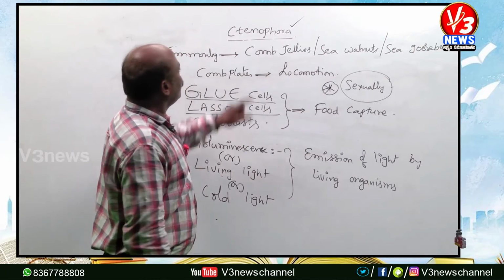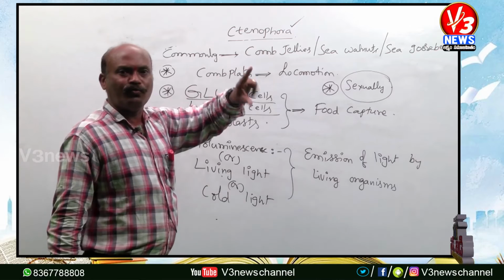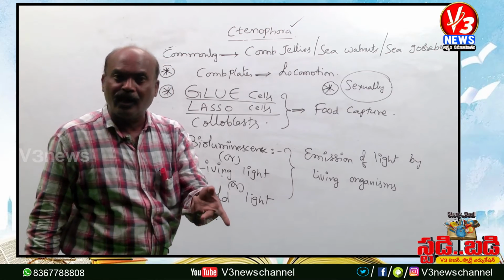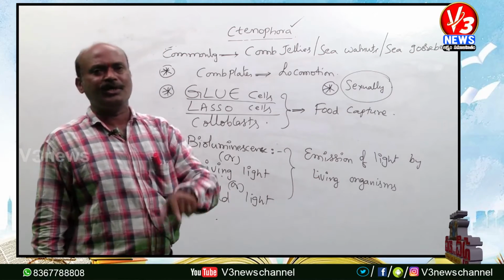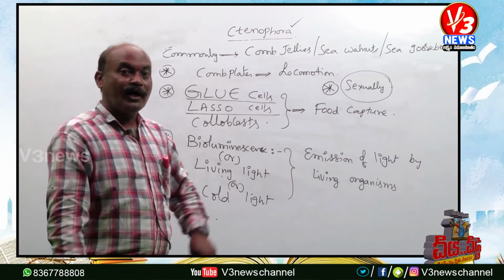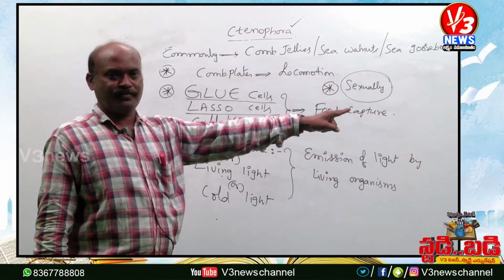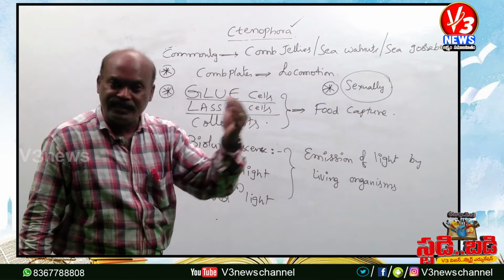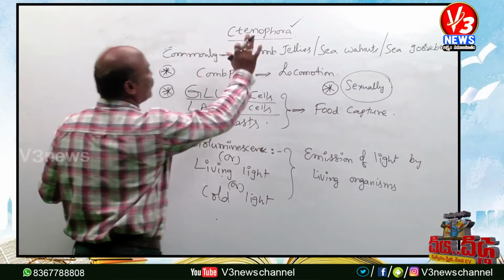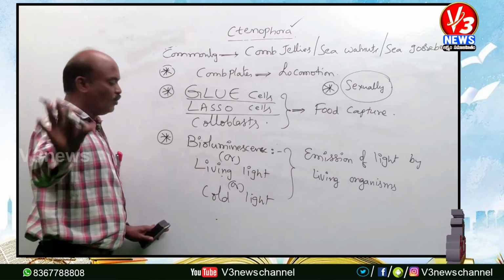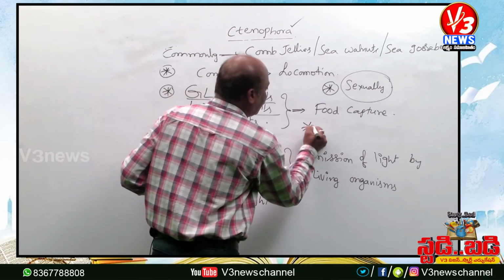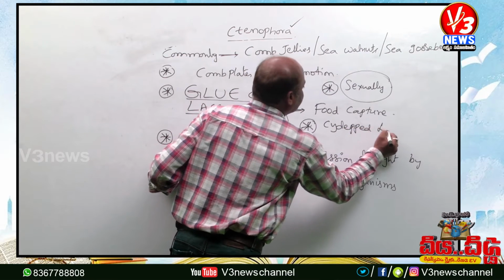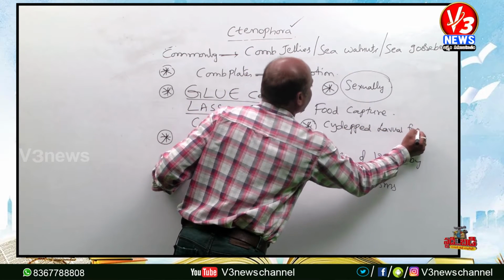Now, so ctenophora. Just now we discussed the common character of both cnidarians as well as ctenophores. That is, development is indirect. That means a larval stage is there. So, what is the larval form of ctenophores? The larval form is cydippid. Cydippid is the larval form.